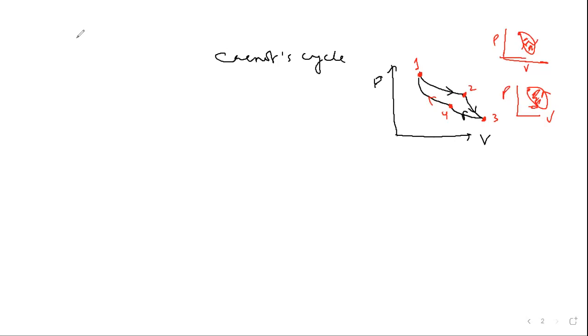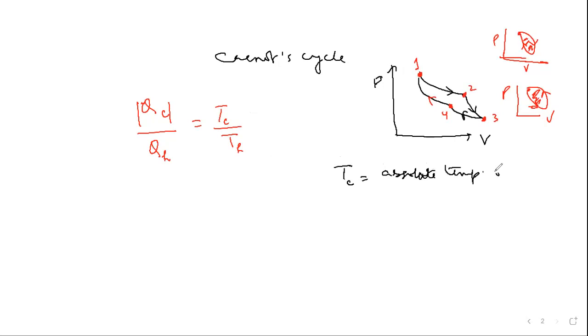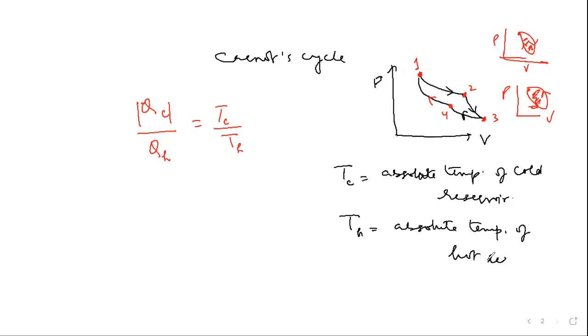Now for the Carnot cycle, we can write, we already discussed that, QC, which we have written in modulus, by QH is TC by TH. What is QC? You know these terms. Still, I tell you, TC is the absolute temperature of the cold reservoir. TH is the absolute temperature of the hot reservoir, right?